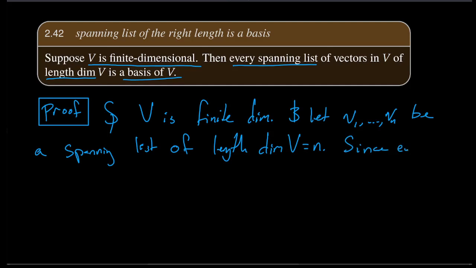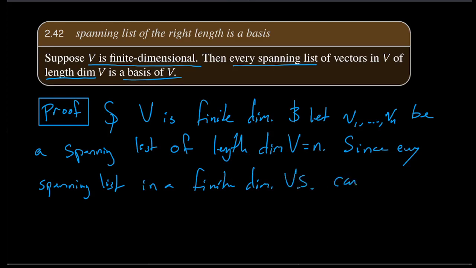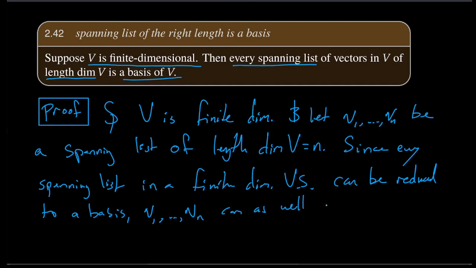Since every spanning list in a finite dimensional vector space can be reduced to a basis, v1 through vn can as well, since it is a spanning list in a finite dimensional vector space.